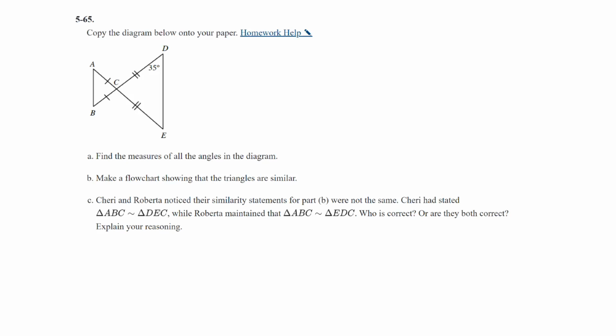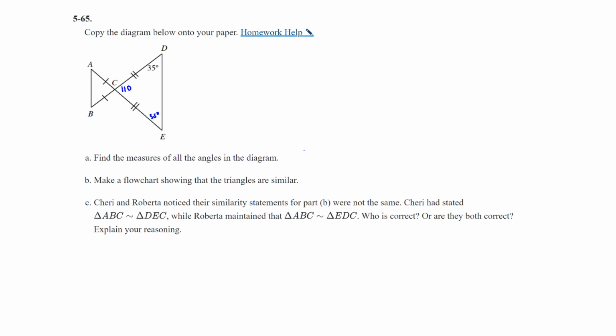A. Find the measures of all angles in the diagram. So we're just going to work through here and see what we can do. We have an isosceles triangle. Actually, both of them are isosceles, but since we know this is 35 degrees, then that has to be 35, and then 180 minus 70 is going to be 110. That's the triangle angle sum theorem.